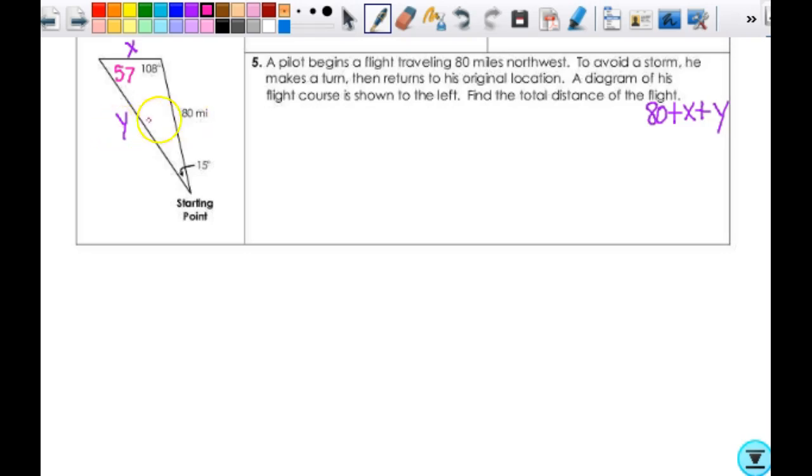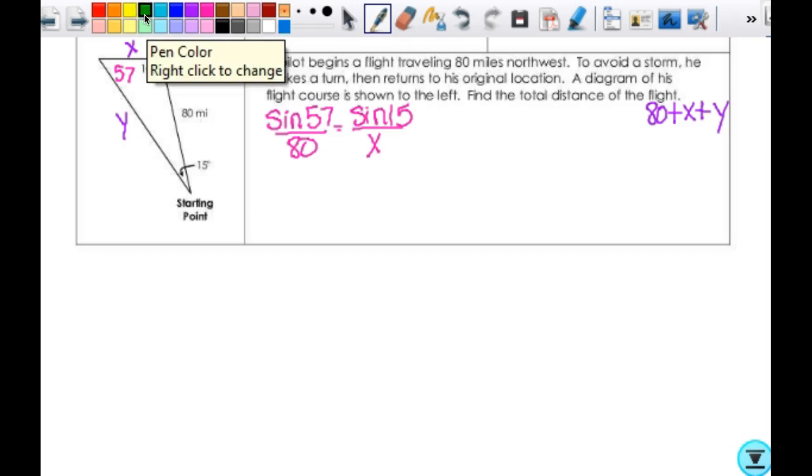57. I know it looks like it is across from y, but that side goes with 57. So I'm going to take the sine of 57 over 80 and set that equal to, we'll start with x. So x goes with 15. That's going to be the sine of 15 over x. And then I'm going to set up the other one.